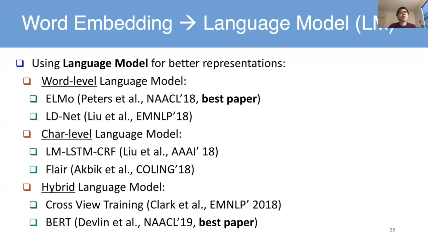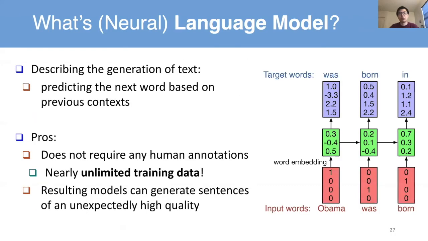So using the language model, we can have better representation at the word level and character level, and we can also combine these language models at different levels for better performance. As you can see in this list, we have many papers in recent years. They are also achieving best paper awards in different conferences.